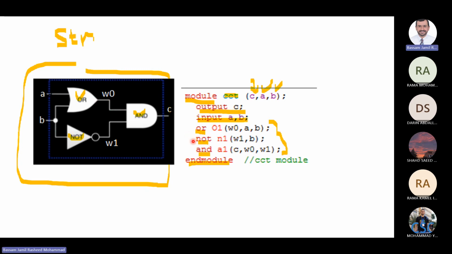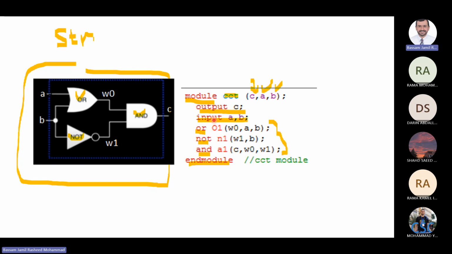And then the NOT here, which is the inverter, is a keyword. The input is B and the output is W1. The output port is the first port. And then you have this AND gate. The AND here has inputs W1 and W0, and an output of C. O1, N1, A1 are the instantiation names, any names I want to give them. By the way, you can omit them in Verilog and it's acceptable, but it's usually very good to always give instantiation names for components.